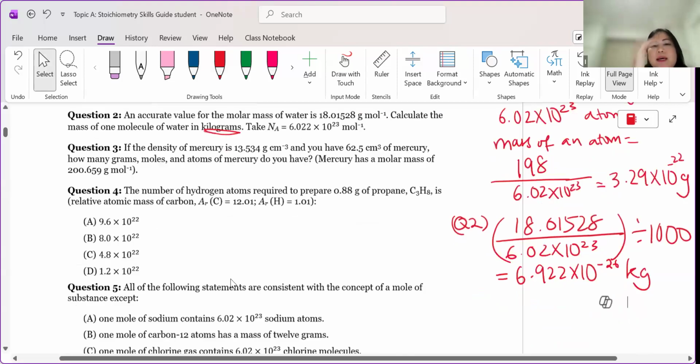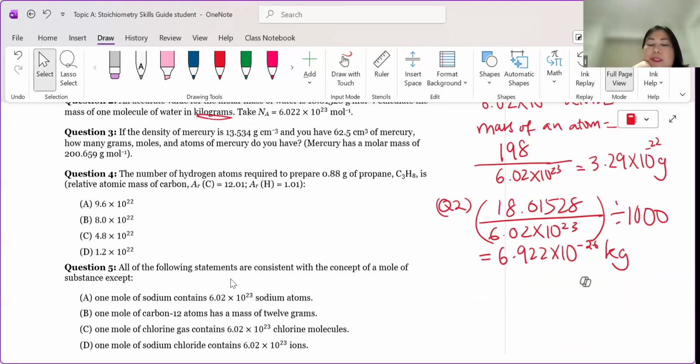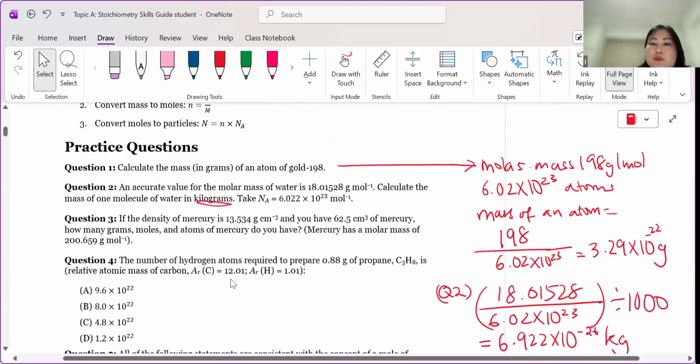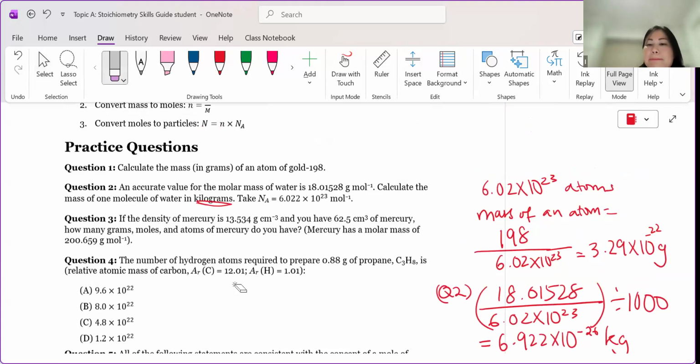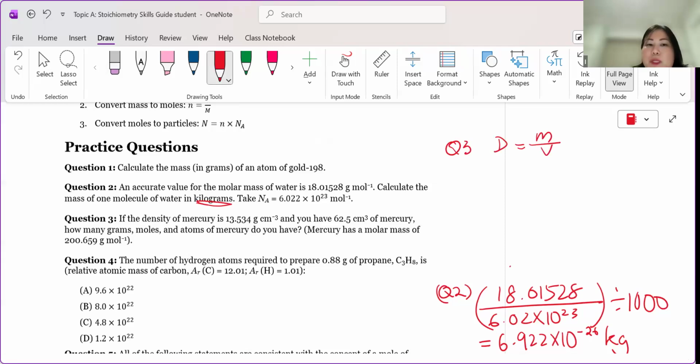Okay, question 3. If the density of mercury is 13.534 grams per cm cube, and you have this amount of mercury, how many grams, how many moles, and how many atoms of mercury do you have? Okay, so let's clean up, and then we put in question 3. So question 3, density is equal to mass over volume, right? And we know that that's 13.534, and we know the volume as 62.5 cm cube.